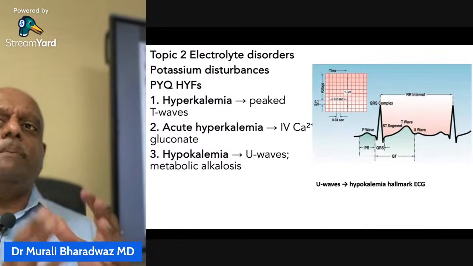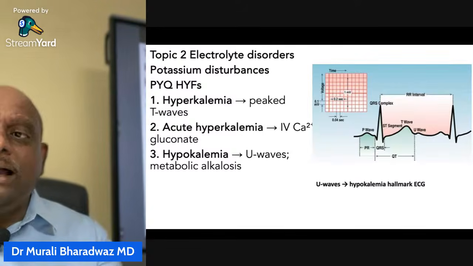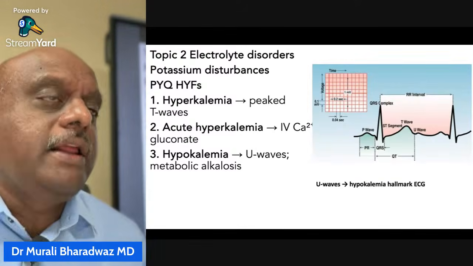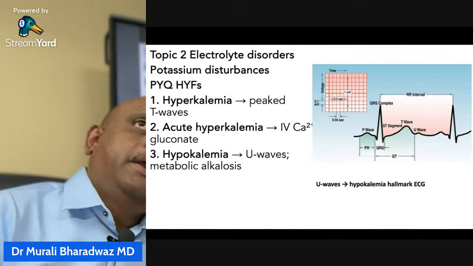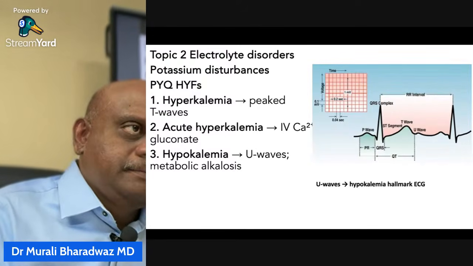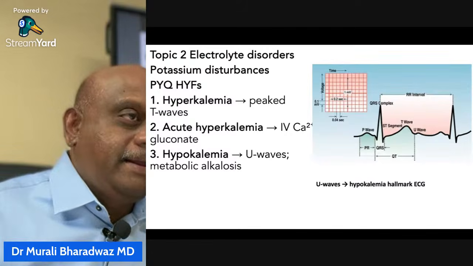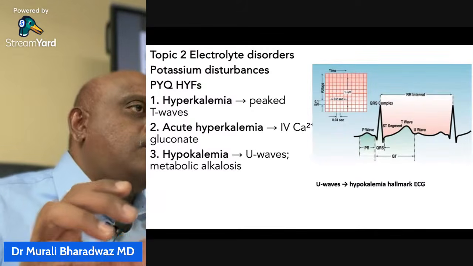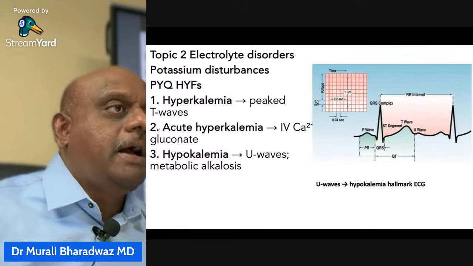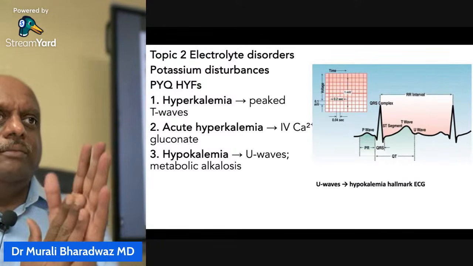Hyperkalemia, we get peaked T waves. Hypokalemia, we get the U waves. Another important rule. Acidosis, which dyselectrolytemia do you get, doctor? Acidosis, you get hyperkalemia. Metabolic alkalosis, you get hypokalemia. Easy to remember.